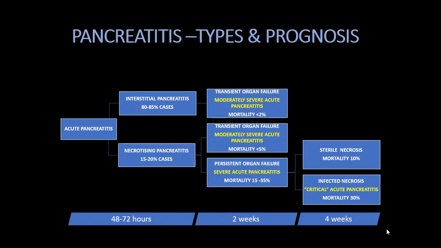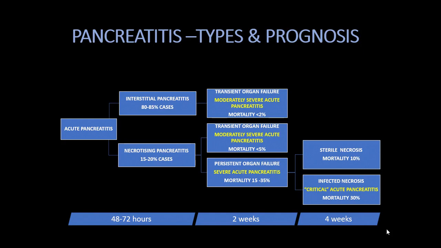This flowchart shows the types and prognosis of pancreatitis. Acute pancreatitis is divided into interstitial pancreatitis and necrotizing pancreatitis. 80 to 85% of cases have interstitial pancreatitis, and they have mild or moderately severe acute pancreatitis. It is also called transient organ failure, and the mortality is less than 2%. In necrotizing pancreatitis, 15 to 20% of cases, they are divided into moderately severe acute pancreatitis, where mortality is less, also called transient organ failure.